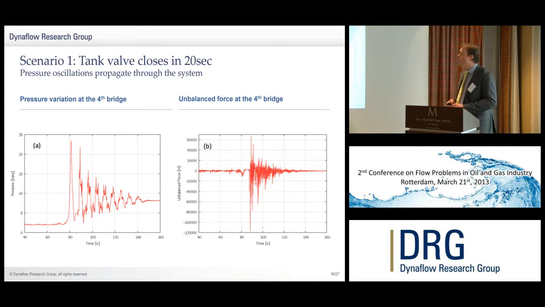Then, if you continue, you will see that the pressure oscillates. The pressure oscillations propagate through the system, and there was particular concern, and we'll flip back in a minute, about these road bridges. There are quite a few of them in the system, and each of them had to be supported, and there was a lot of concern whether they would see high loads and might not be strong enough. What you see from these pressure variations at the fourth bridge, which is the one furthest away, is that the unbalanced loads resulting from this pressure are quite high.